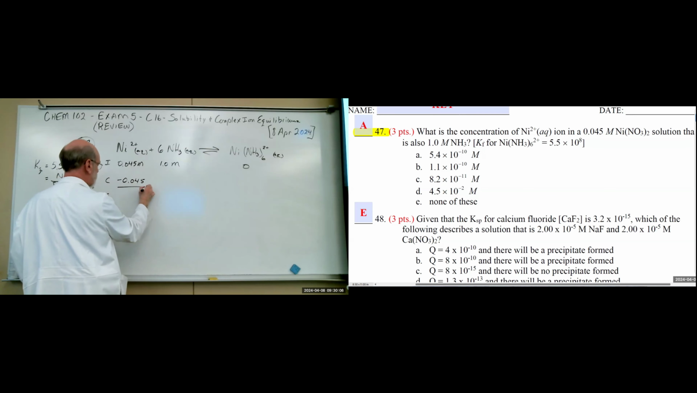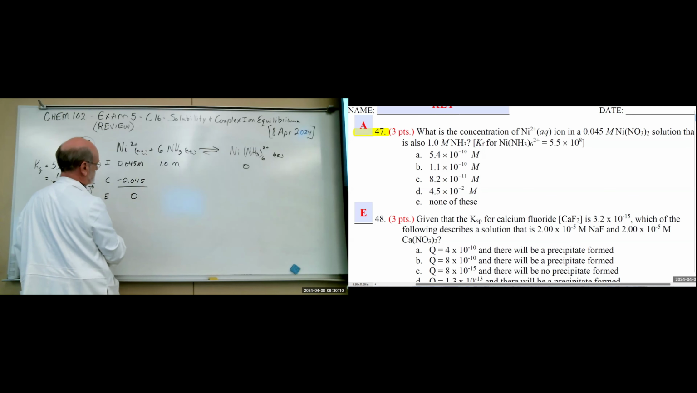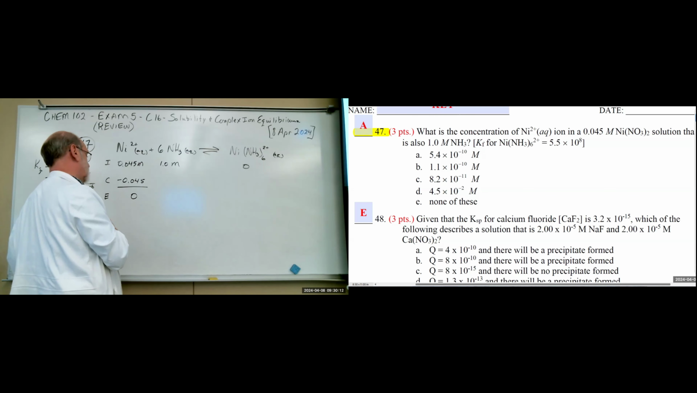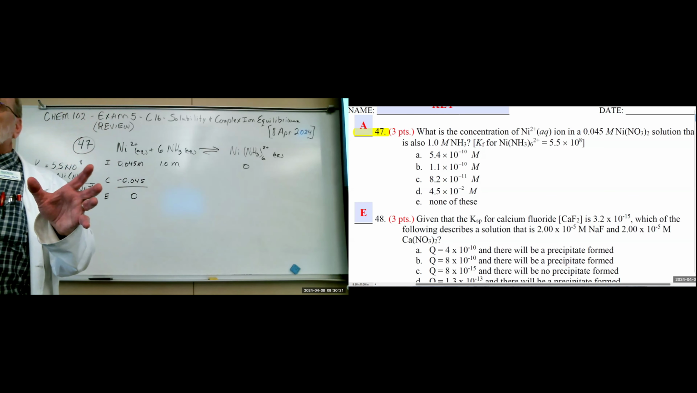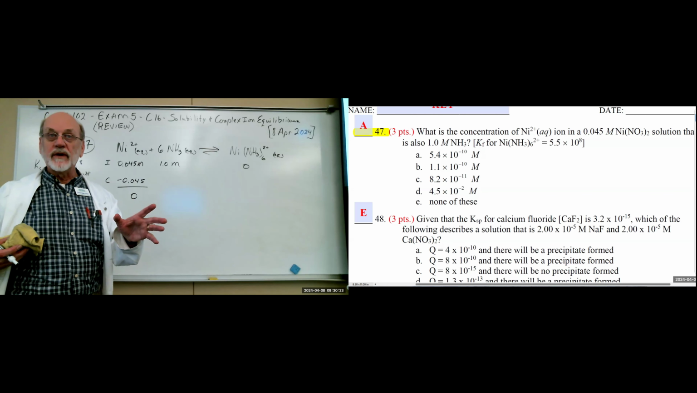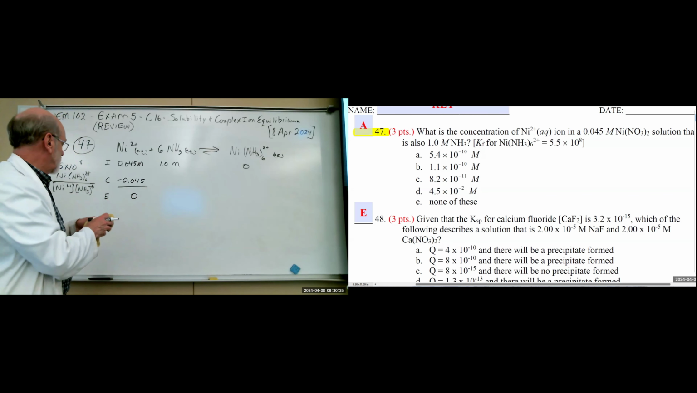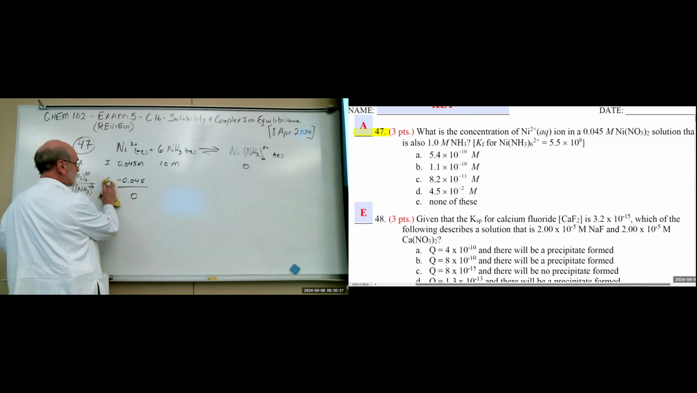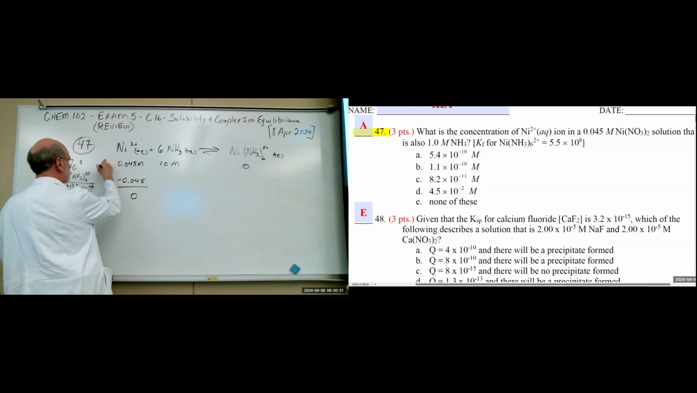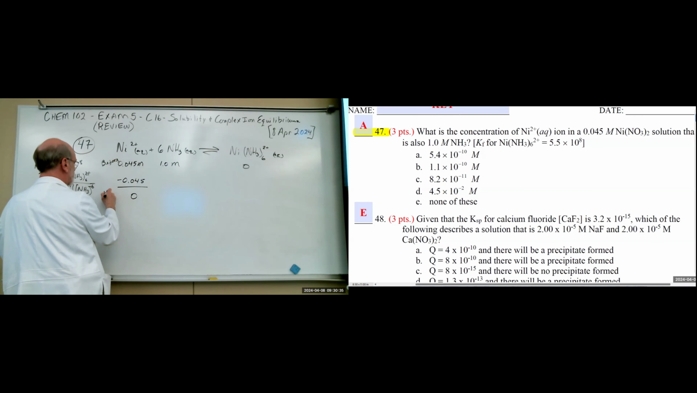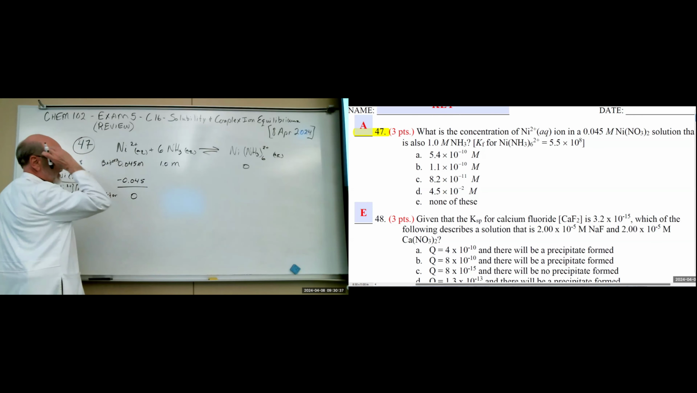And at equilibrium, we're going to have that. Well, actually, you know what? This is one of those problems where you do the stoichiometry first, and then you do the equilibrium. So this is really not an ICE table. This is a before and after. This is before, and this is after the stoichiometry.